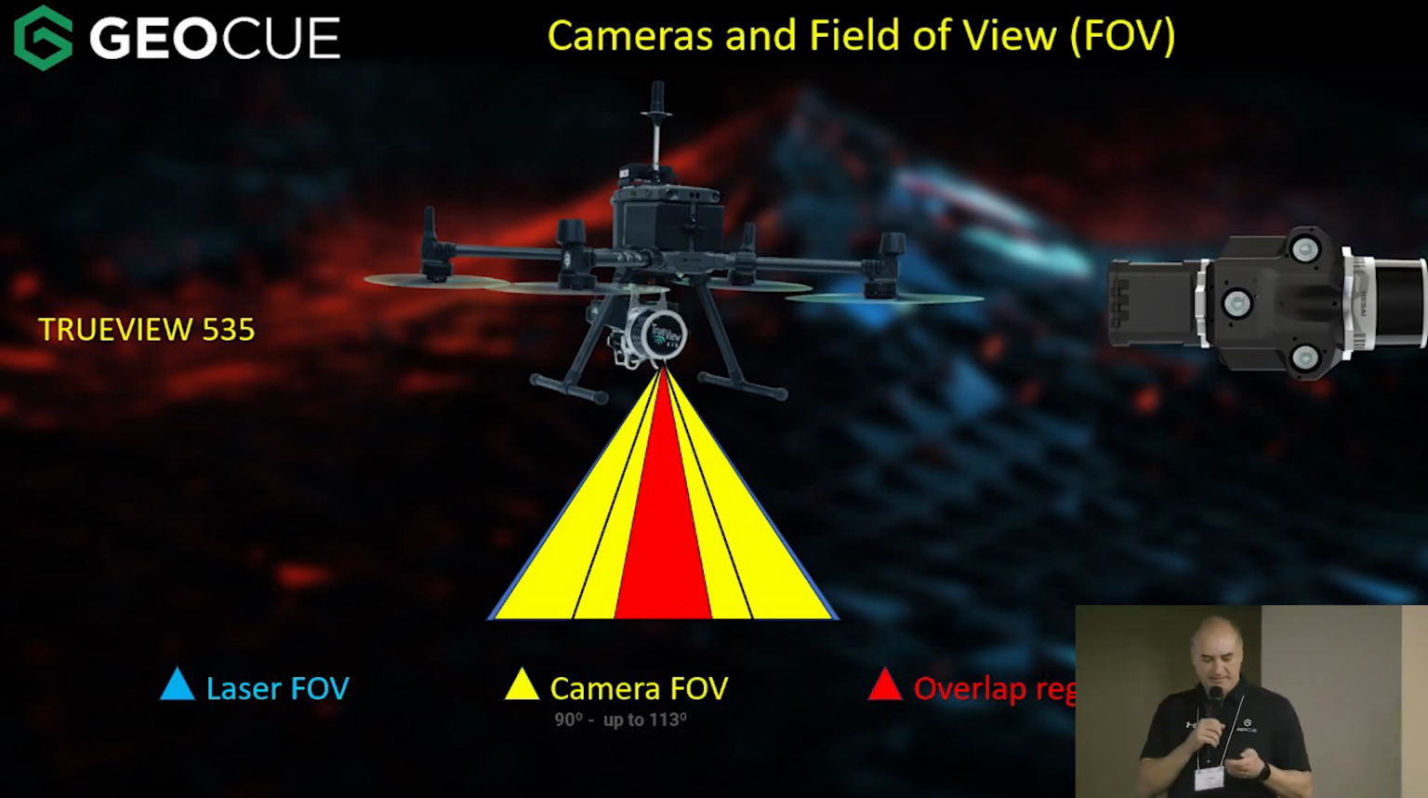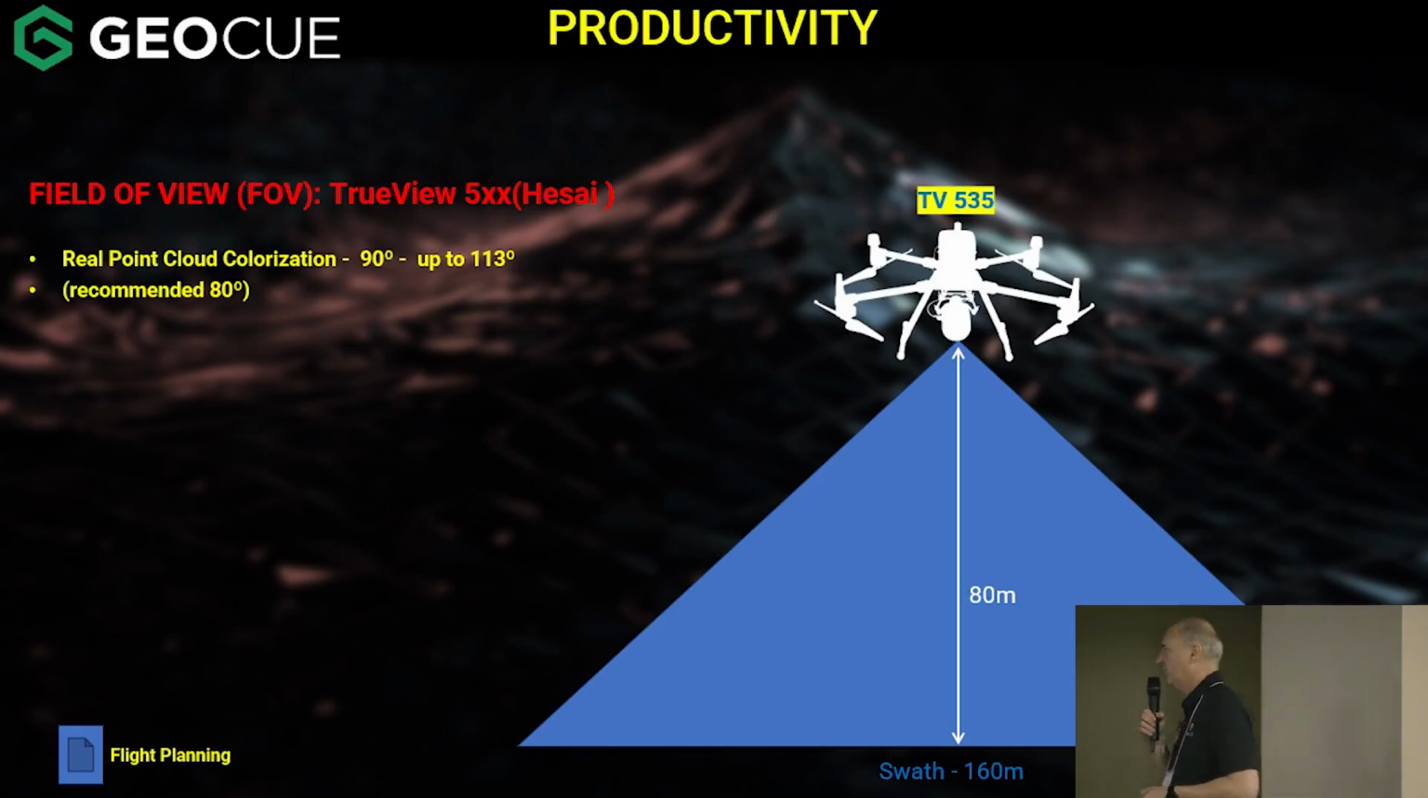What is the impact of that? The impact is, of course, productivity. So you have much more productivity with that. You don't need to do a second flight with another drone for photogrammetry, you don't need to worry about having a very huge overlap. You can work just with LiDAR, and then you're going to work with photogrammetry as well. And just for you to have an idea, flying with the TrueView 535 at 80 meters, we are going to have a swath of 160 meters. So these are very nice productivity numbers, right?